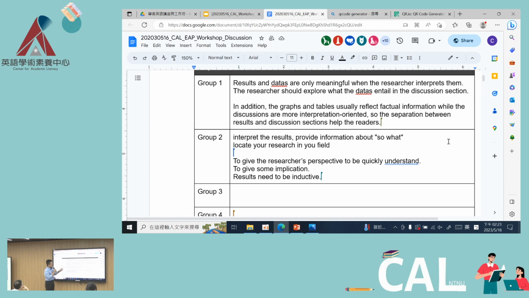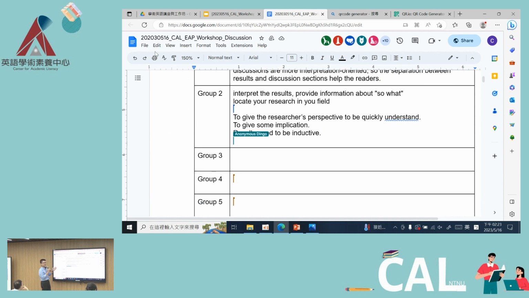And then interpret the results, provide information about the "so what", and locate your research in your field. Yeah, that's one goal for the discussion section: to give the researcher's perspective, to give some implications. Okay, good. So let's go back to the slide.